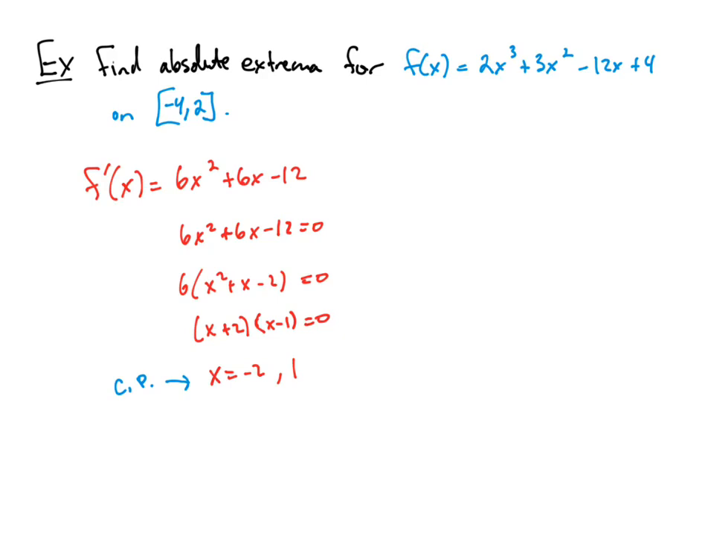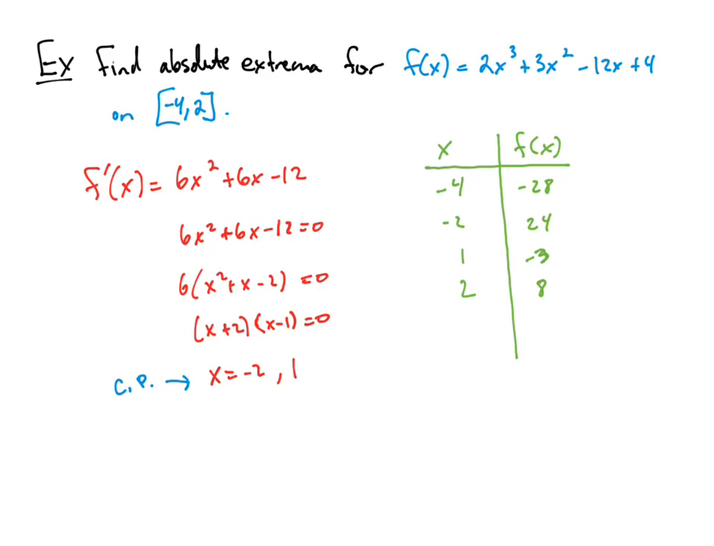So I'm going to make a little table here. And what I want to do is plug these critical points into the function, but we also want to plug in the endpoints of the interval. So we're going to input negative 4, negative 2, 1, and 2. So the two critical points and the two endpoints for the function. So substituting these in for x into the function, when I input negative 4, I get out negative 28. Negative 2 gives us positive 24. 1 gives us negative 3. And 2 gives 8.